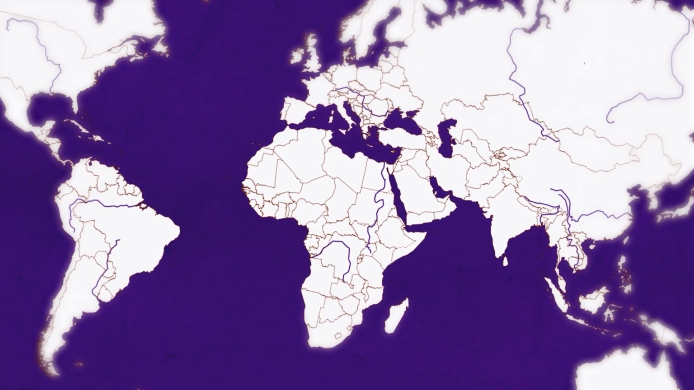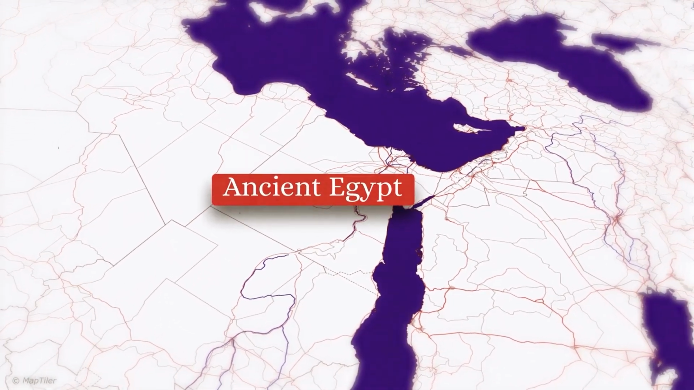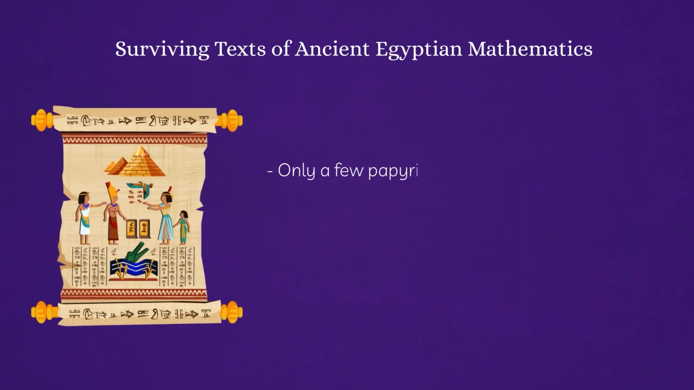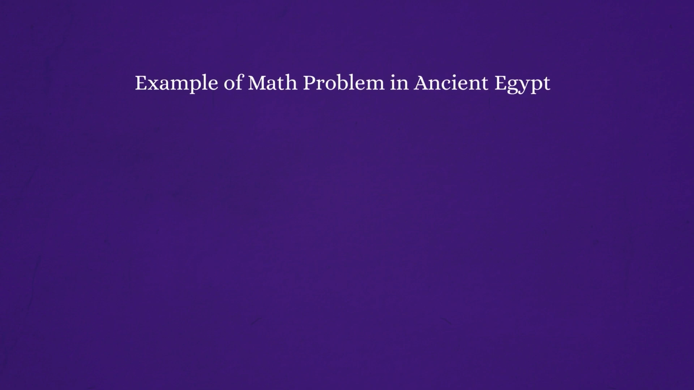Welcome to ancient Egypt. The scribes used math for a range of practical problems, which required them to solve for unknowns. Most of what we know comes from only a few surviving texts, most famously the Rhind and Moscow papyri, along with fragments such as the Berlin, Reisner, and Kahun papyri. Many of the problems were rooted in daily life, but the papyri also include more abstract puzzles.